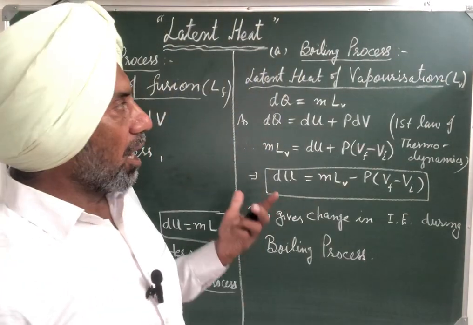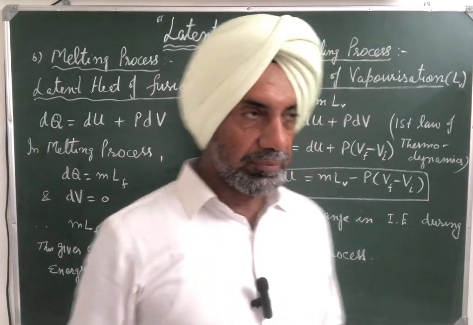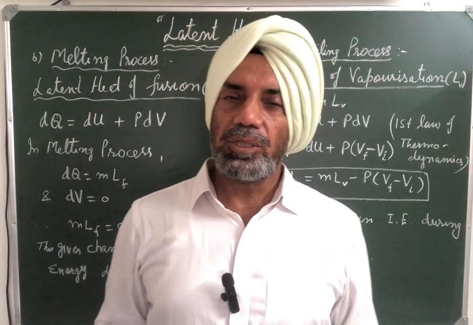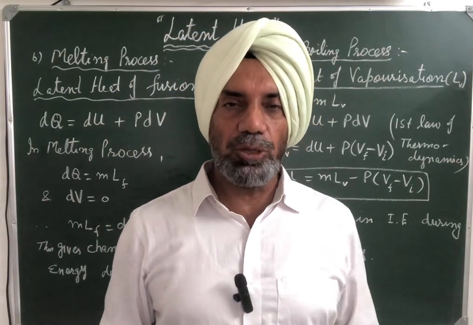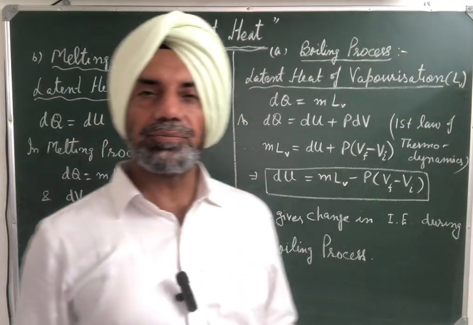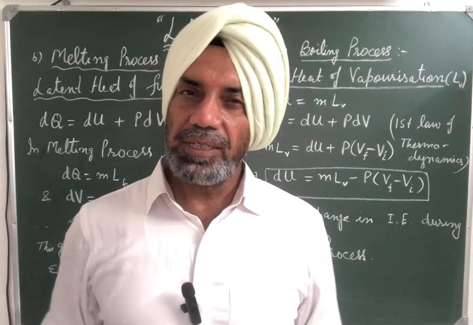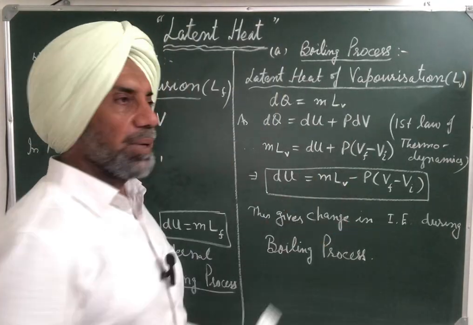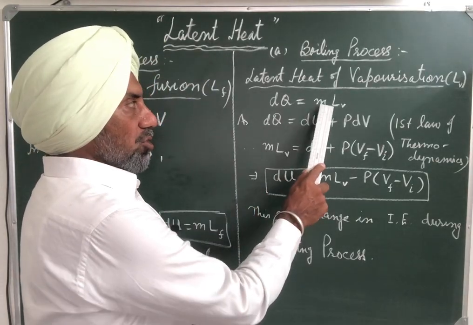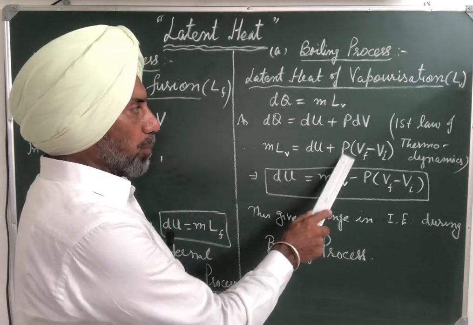Consider a mass m of a liquid to be converted into vapors. When the liquid boils, the amount of heat required to convert a given mass m of the liquid into its vapors is given by dq = m Lv. Now, by using the first law of thermodynamics, we have dq = dU + p dV. Now, dq = m Lv. So therefore, we have m Lv = dU + p dV.